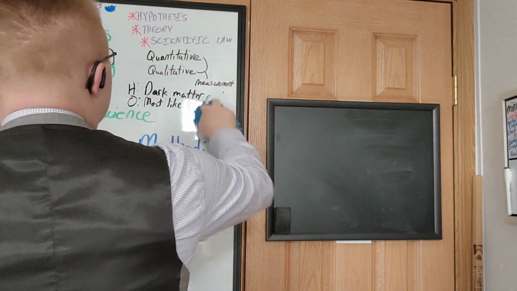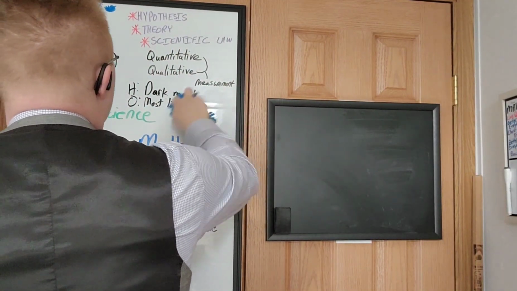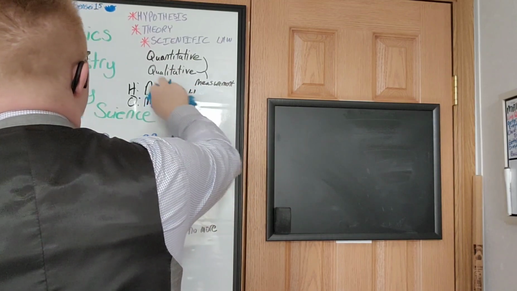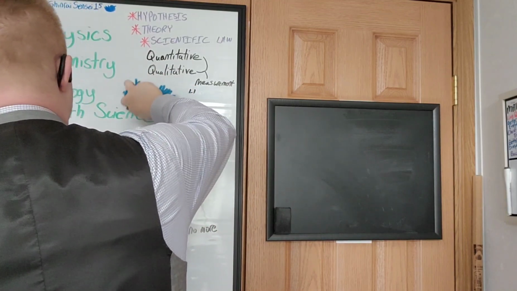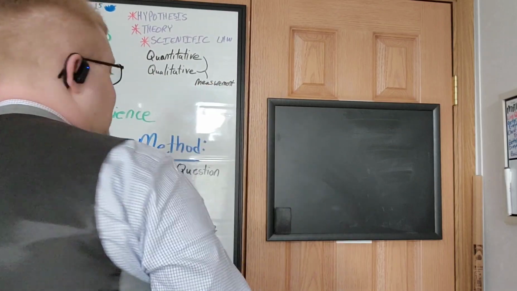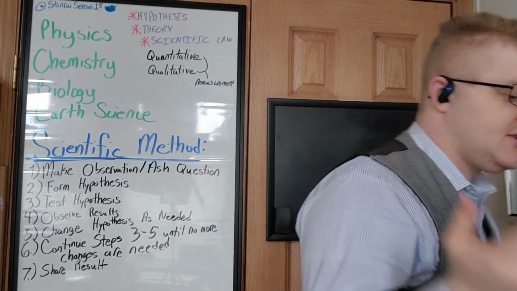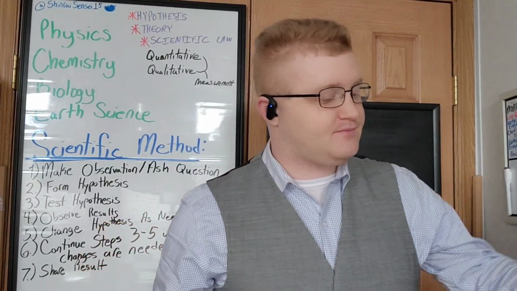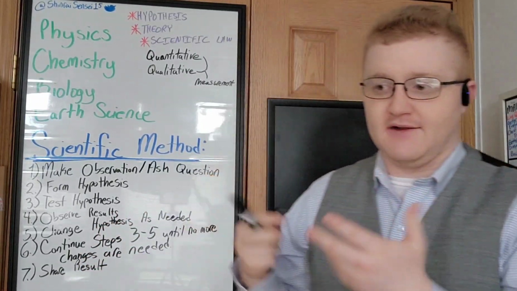So, in the idea of dark matter, you'd have to devise tests that will make it so you can actually observe something that apparently cannot be observed. And you also have to be able to measure something that apparently cannot be measured. Kind of a flaw.